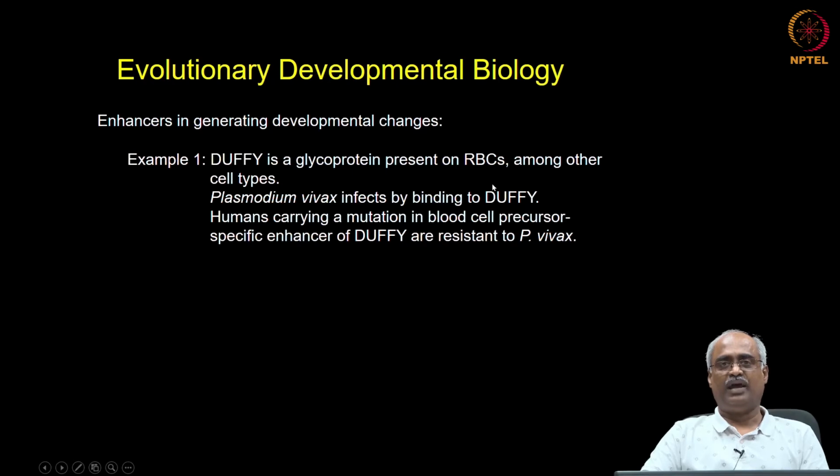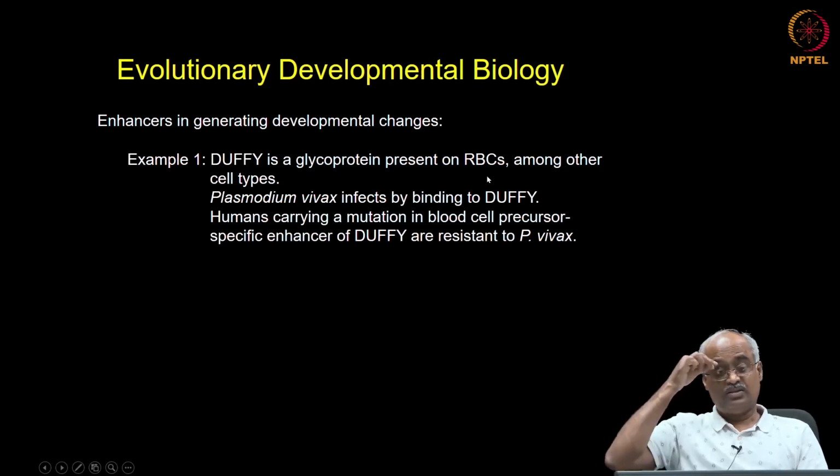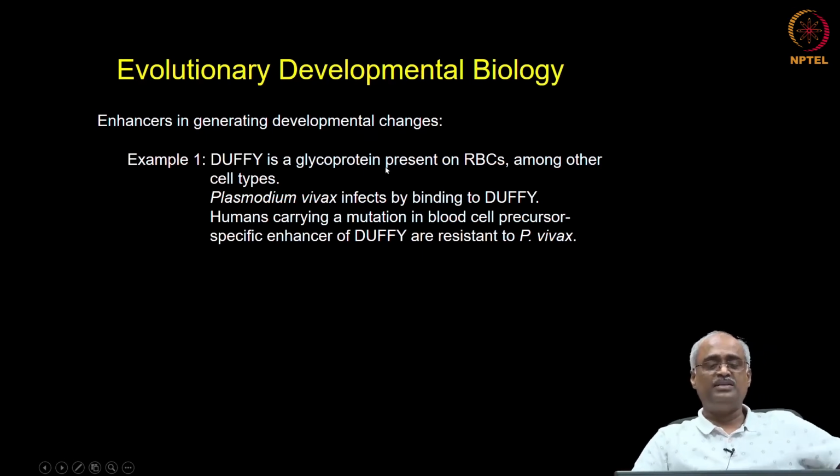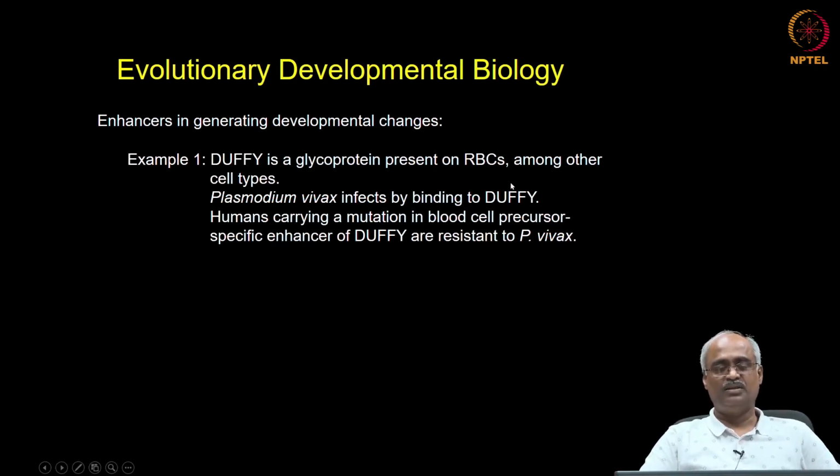Okay. So, many pathogens get into our cells by binding to cell surface receptors. Many viruses also do that. So, Plasmodium vivax binds to Duffy on RBCs, and that is how it starts the infection. Now, it turns out that in certain populations of human beings in Africa, they are resistant to Plasmodium vivax, and that is because their blood cells do not express Duffy.